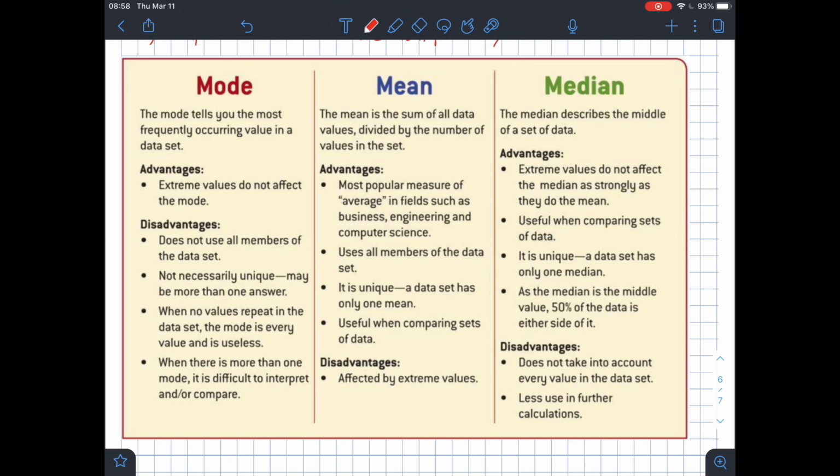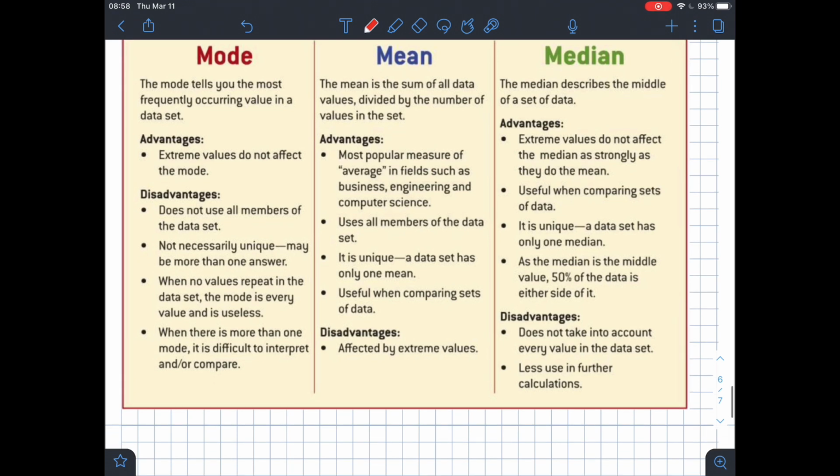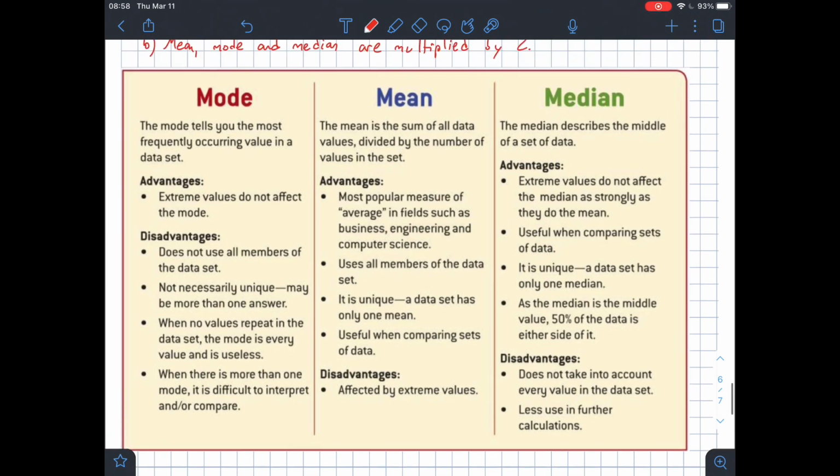Mode, for example. The mode tells you the most frequently occurring value in a dataset. Advantages, extreme values do not affect the mode. Another advantage here, I would say, is it's very easy and quick to calculate, right? But the disadvantages, you see that there are many here. Does not use all members of the dataset, not necessarily unique, maybe more than one answer. When no values repeat in the dataset, the mode is every value and is useless. And finally, when there is more than one mode, it is difficult to interpret and or compare.